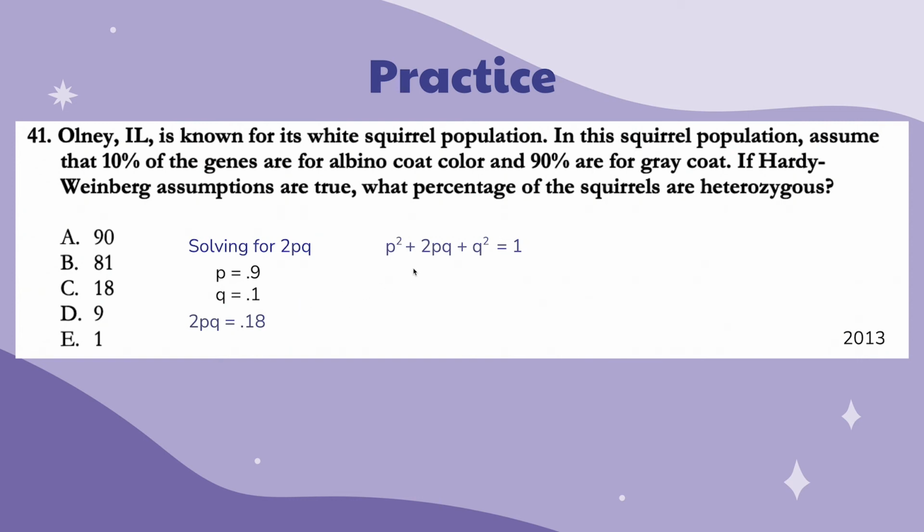So we come up with our big equation, p squared plus 2pq plus q squared equals 1. We square these, p squared equals 0.81, and then q squared equals 0.01. We plug it back in the equation, and when we solve, we get that 2pq is also 0.18, or 18%.